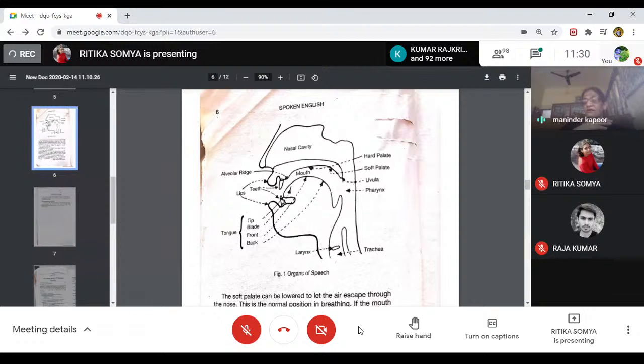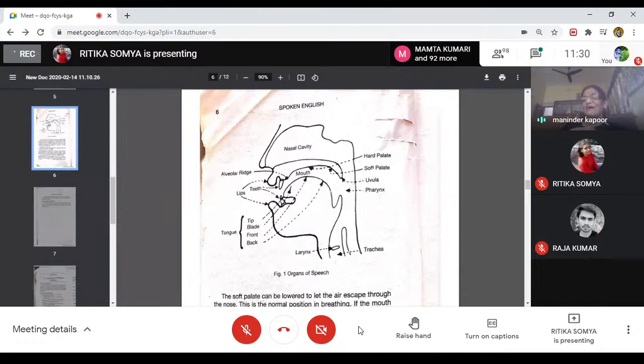So it is interesting, and something to be noted, that for all of these 44 sounds that we are talking about, the soft palate is raised. If it is raised, then the nasal cavity is blocked. The air doesn't get an opportunity to escape through the nose. But when it is lowered, then the air gets an opportunity to escape through the nose.